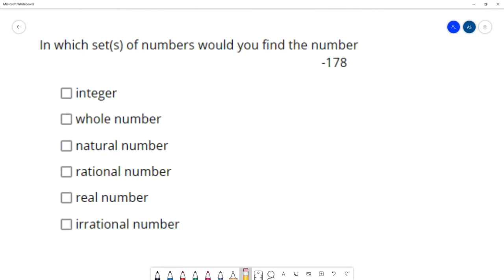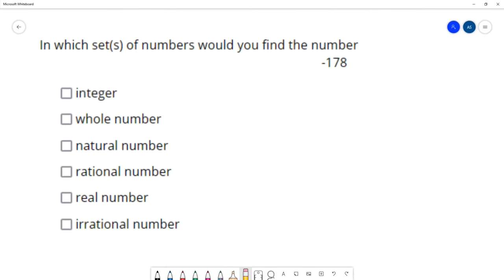I have the next question on the practice test. In which sets of numbers would you find the number negative 178? Our choices are integer, whole number, natural number, rational number, real number, irrational number. So let's start by describing these sets of numbers.